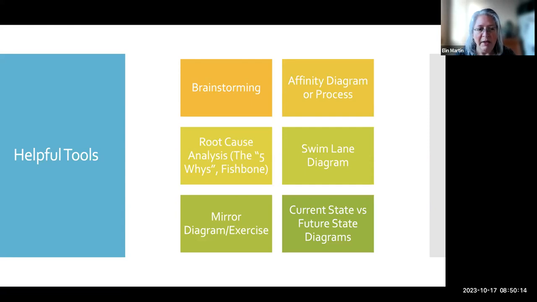And what we kept coming back to is that some of the lean tools for process improvement were presenting some new concepts and were very helpful in terms of identifying the root cause of problems they were running up against, or obstacles that they were facing in their work. So between bringing people together to talk and presenting these tools, it was very helpful to them. So here are those lean tools that we talked about: brainstorming, root cause analysis, mirror diagrams, affinity diagrams, swim lane diagrams, and current state versus future state diagrams.